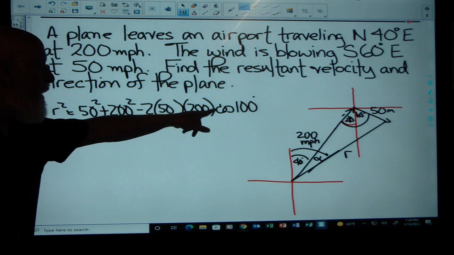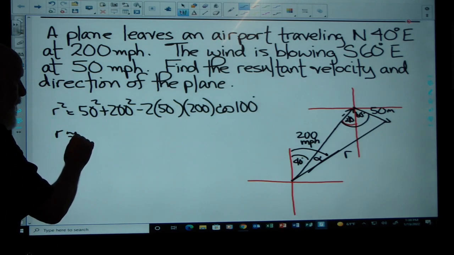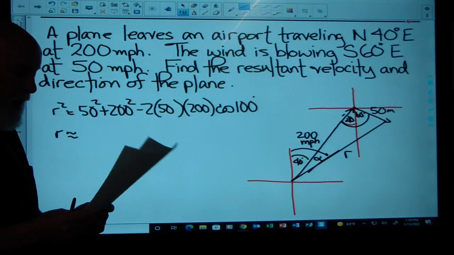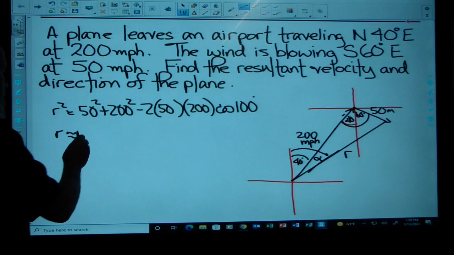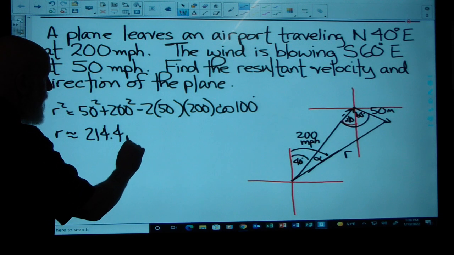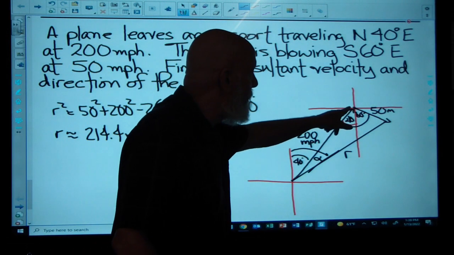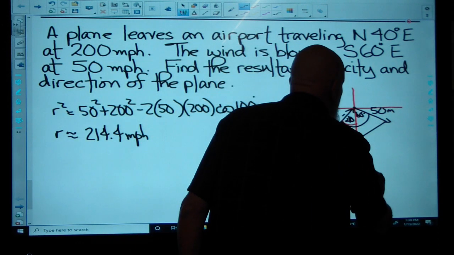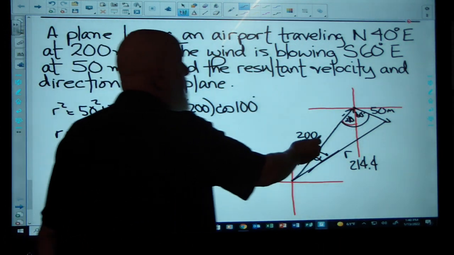If I plug all this in and then take the square root of it, r will equal approximately, should be a little bit more than 200. I did it earlier, so instead of standing here and doing it with my calculator and boring you to tears, I got 214.4, and I checked that and it's correct. That's rounded to the nearest 10. Notice that the speed of the airplane, this was original speed of 200 miles an hour. The wind comes into play. Now the airplane is traveling 214.4 miles an hour. And it's changed direction.